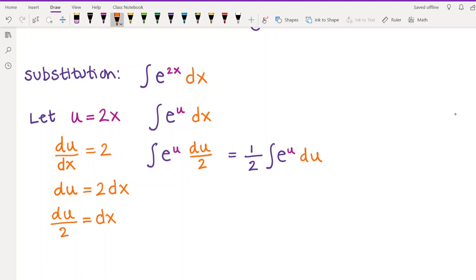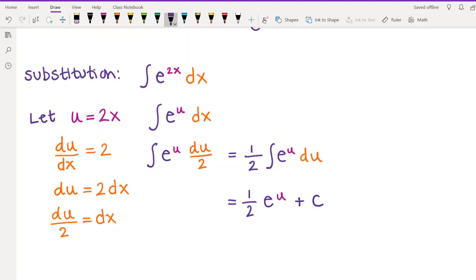Okay, so now we're left with a simpler integral, right? This is the same as if you were integrating e to the x dx. So you can now forget about what your original function was and just focus on this integral. Think of this as a brand new integral, forget about what u represents, and just take the antiderivative. So what's the antiderivative of e to the u? Well, it's just e to the u, right? So we have 1/2 e to the u plus c.